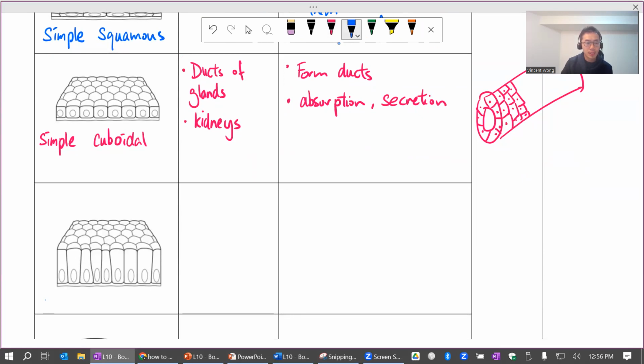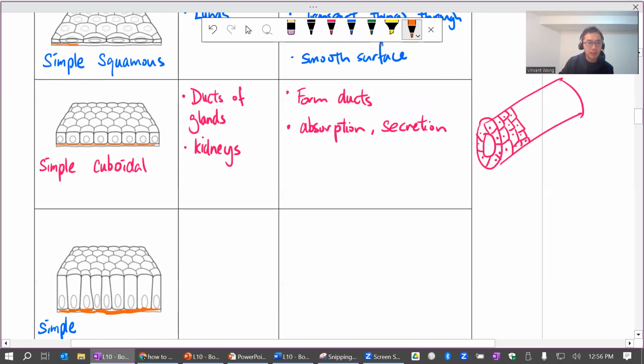All right, this is also simple. By the way, I forgot to remind you, this sheet here that attaches all the cells, that's the basement membrane, right? For all of them. All these guys at the bottom here, that's the basement membrane. I'm just going to write it once here. Basement means at the bottom, right? Membrane.